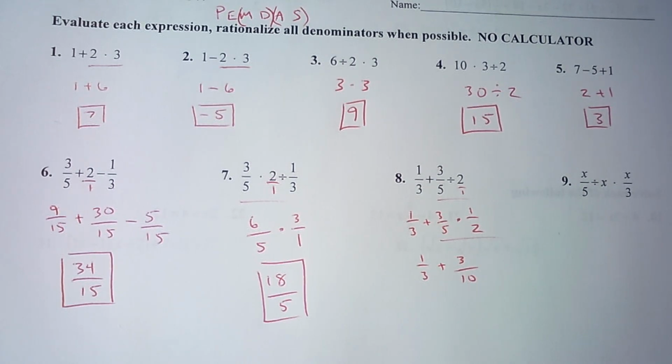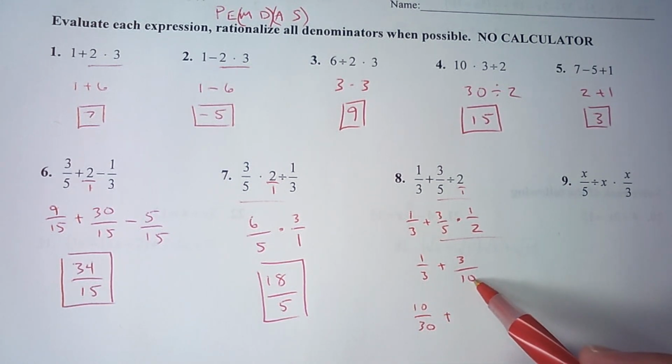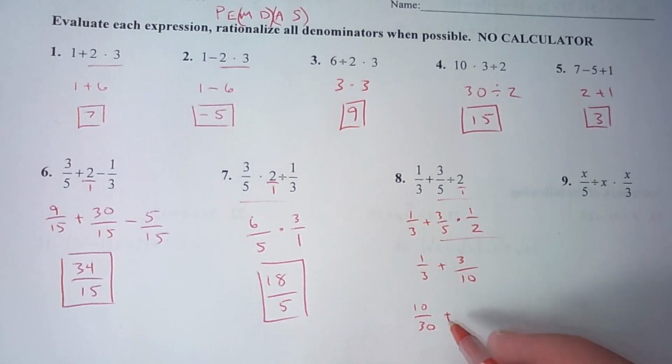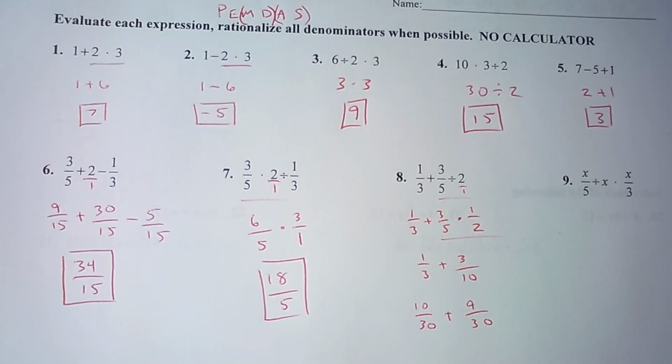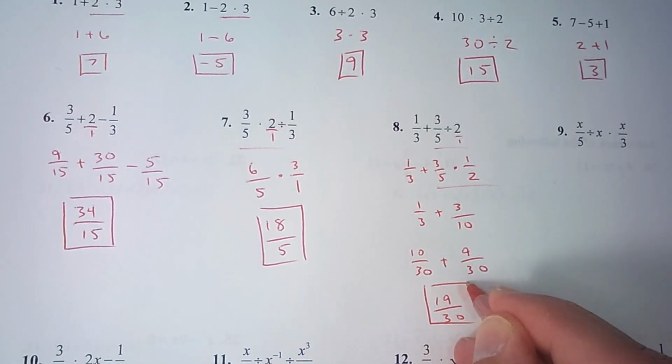Now the lowest common denominator, the least common multiple of 3 and 10, is 30. So I'm going to have to multiply top and bottom here by 10 to get 10 over 30. And I'll multiply top and bottom here by 3 to get 9 over 30. And then when I add those, I get 19 over 30.